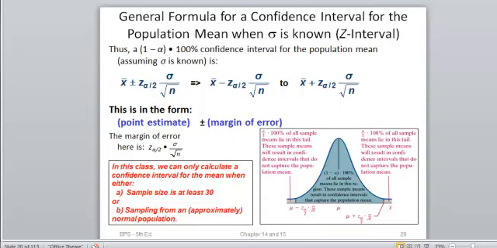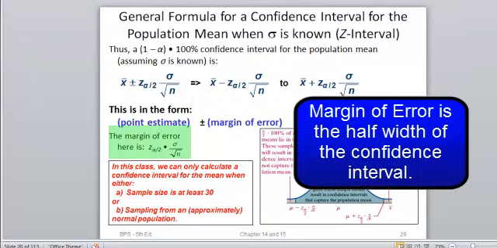We obtain our confidence interval by taking our sample mean and we add and subtract to it this product, our critical value times the standard error. The critical value times the standard error is nothing more than what we call the margin of error. And the margin of error is the half width of our confidence interval.